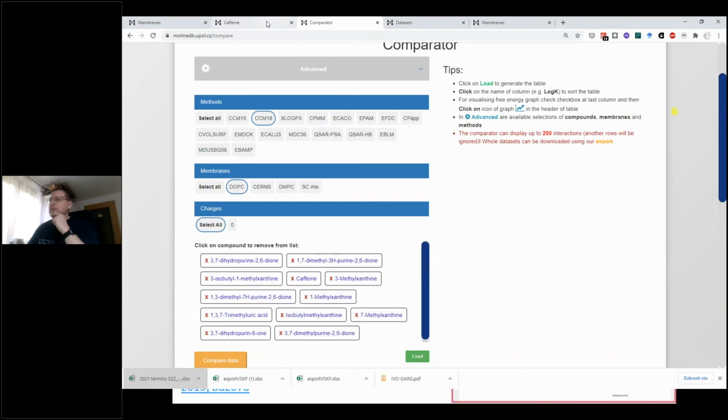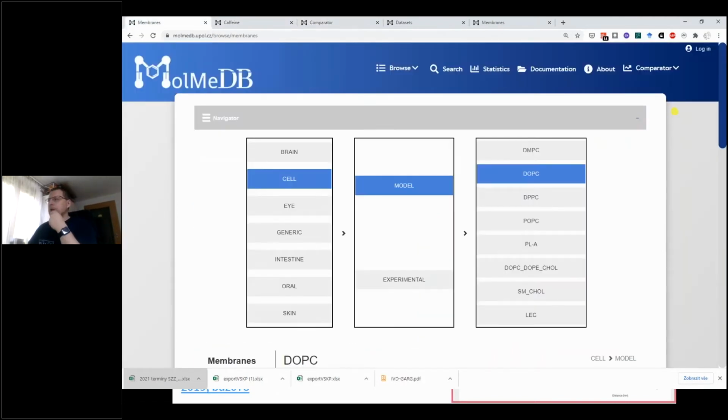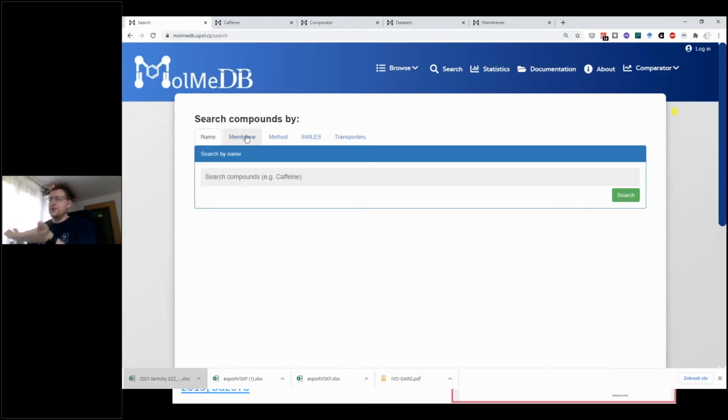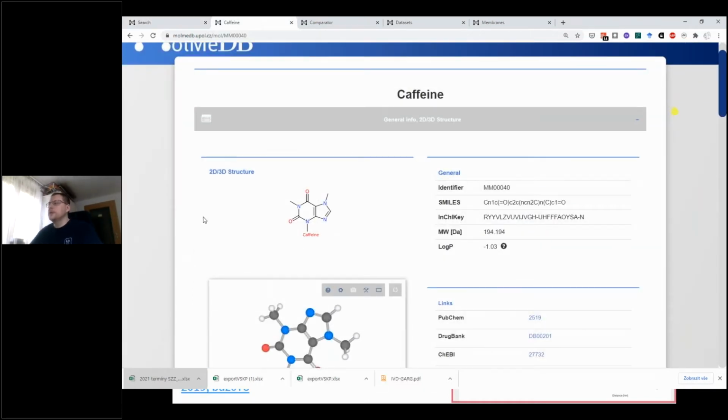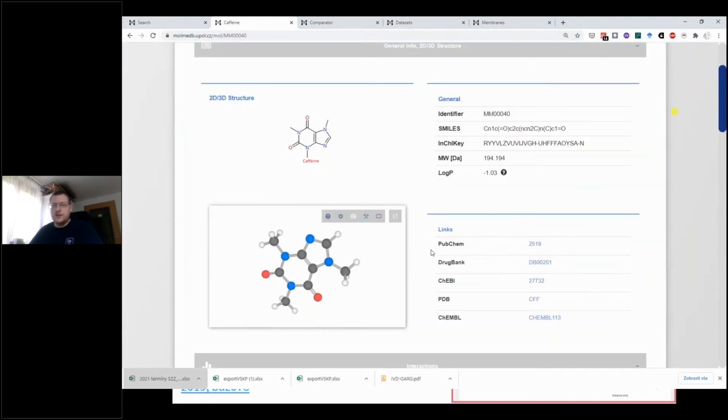So this is the comparator and what we have stored for individual compounds. Instead of membranes, we can go into the search, where you can search either by membrane again, or by methods, or by SMILES, name, and these days also according to the transporters for which we have the data. And caffeine as a typical drug, we have the first part.